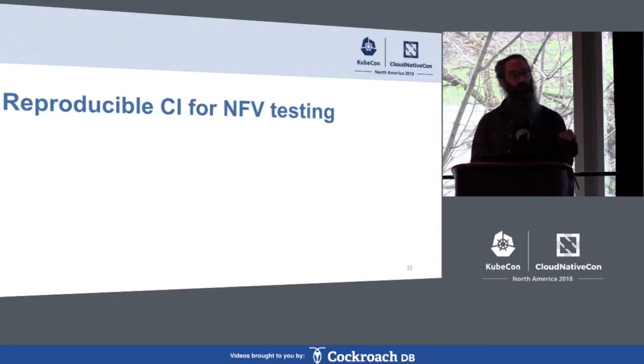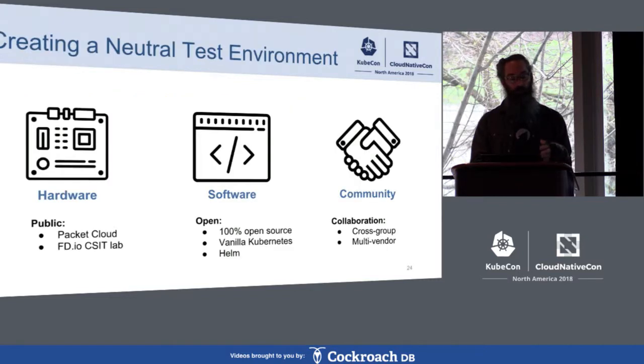So how do we get to CI for NFV testing? We look at creating a neutral test environment. By that, we're saying commodity hardware, ideally, for this base testing, looking at public clouds and open environments. So the Linux Foundation has the FD.io project and a CSIT lab, and then Packet has bare metal.